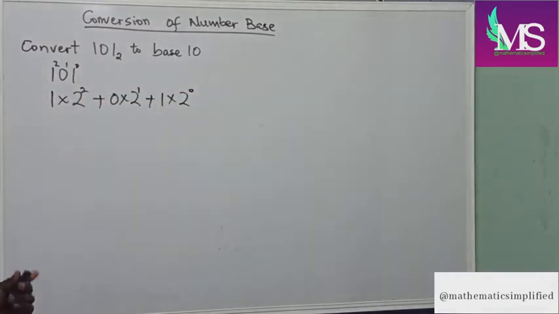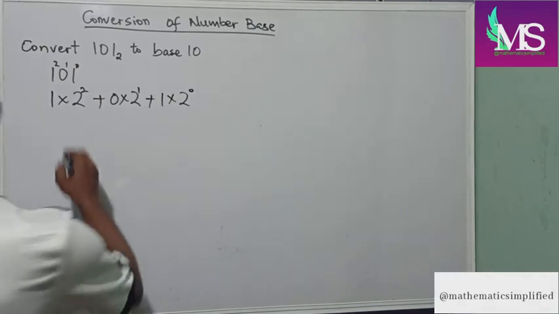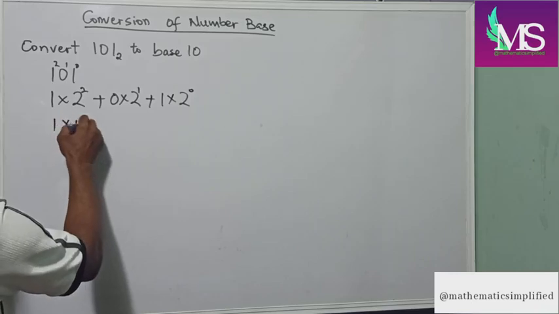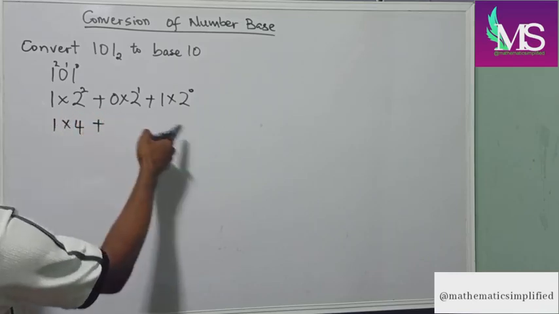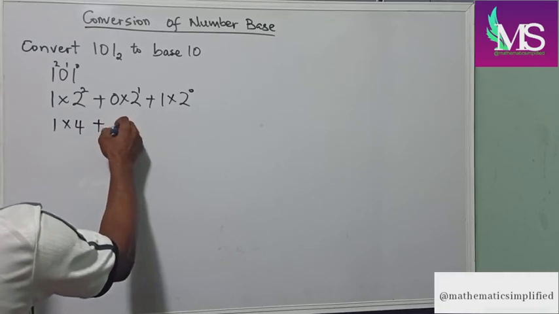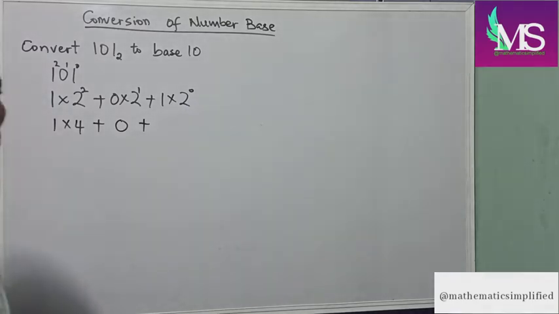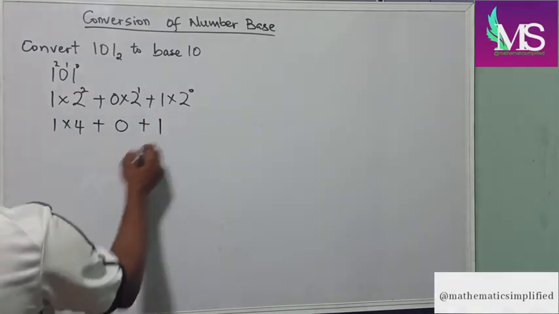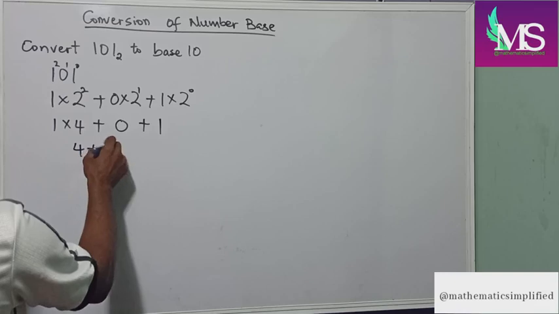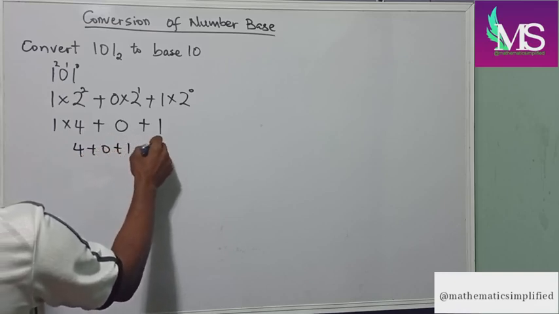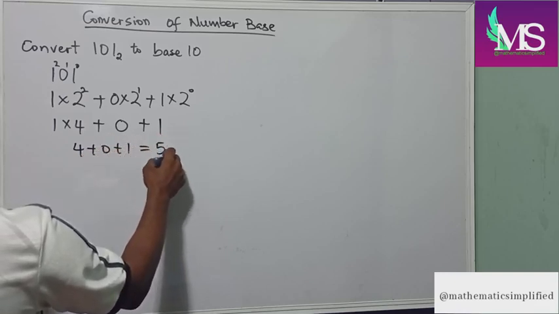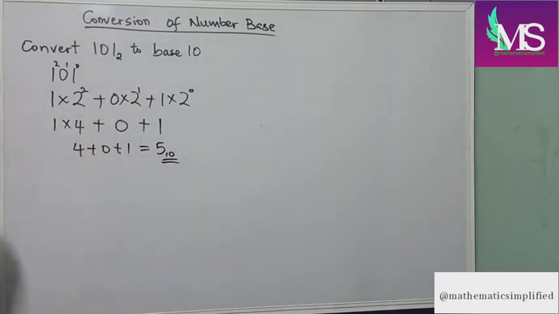Now, 2 times 2 will give us 4, so this becomes 1 times 4, plus 0 times 2 which gives us 0, plus anything raised to power 0 is 1, so 1 times 1 gives us 1. So this becomes 4 plus 0 plus 1, which gives us 5 base 10. So converting our 101 base 2 to base 10 gives us 5 base 10.